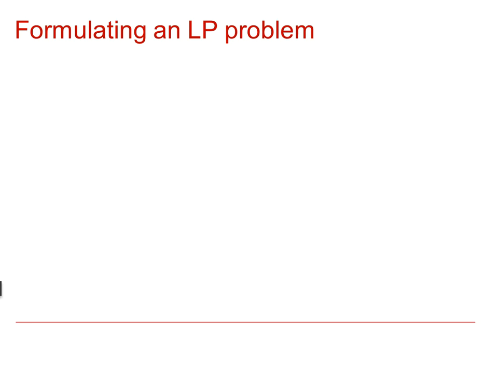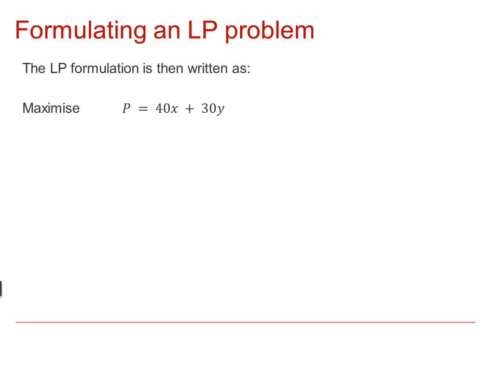So our wordy problem has turned into this. We need to maximize our objective function, P equals 40x plus 30y, with the following constraints. 2x plus y is less than or equal to 1,800. 6x plus 7y less than or equal to 3,600. So those are the two main constraints.